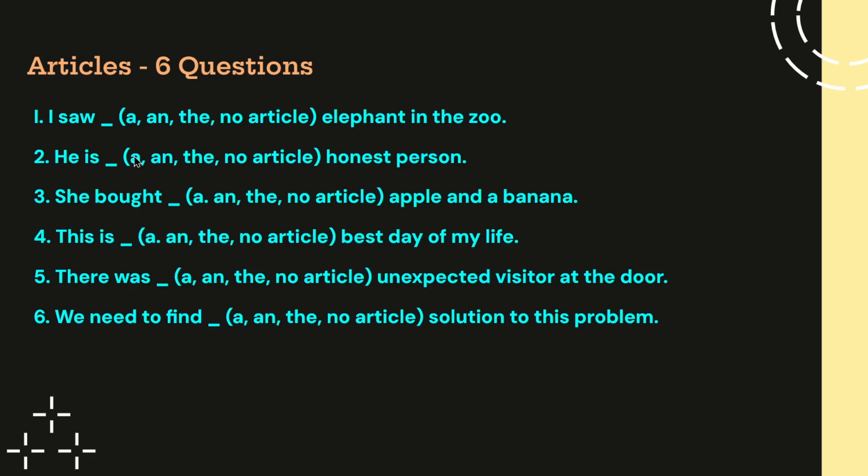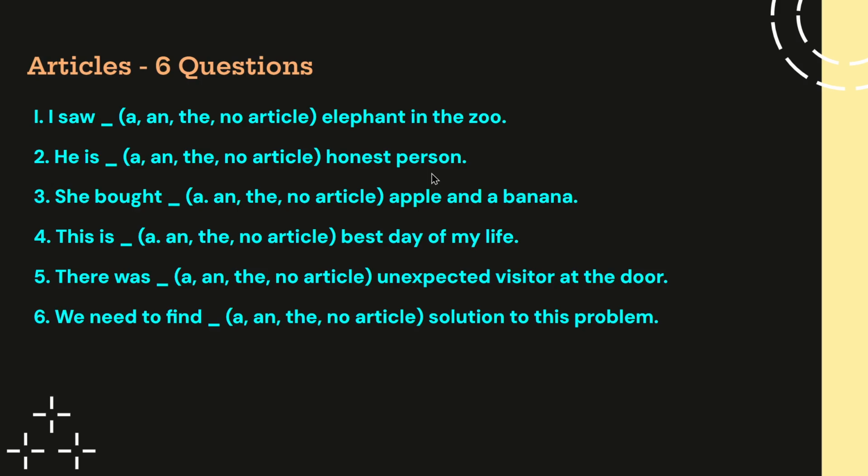Likewise, he is. And here also confusion exists whether to use a or an. But look at the next word. The first letter is H. H is a consonant. Then the perfect option is a. He is a honest person.